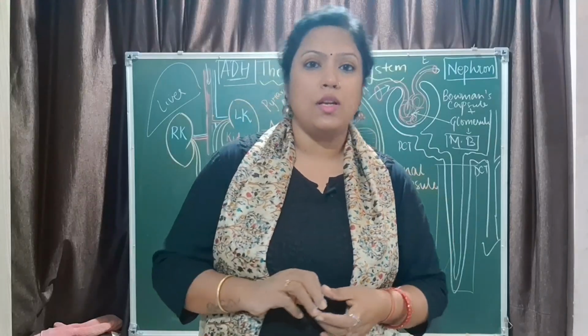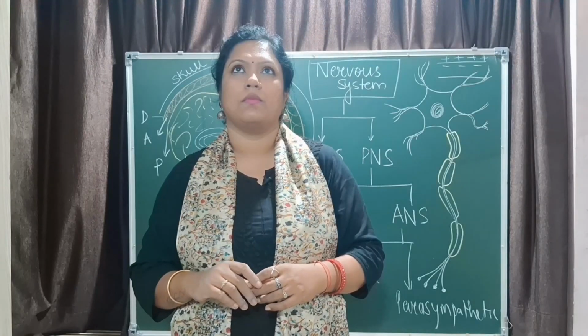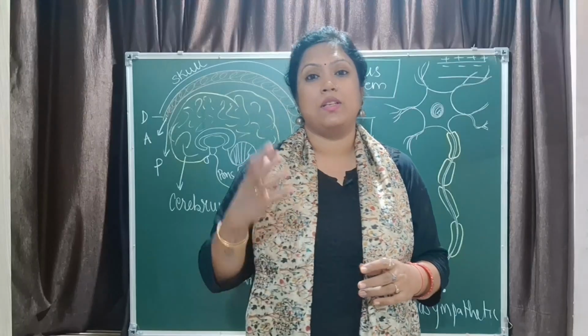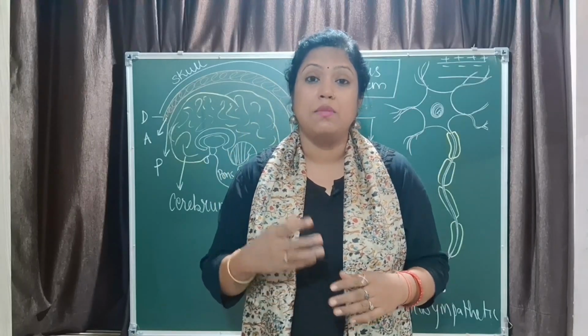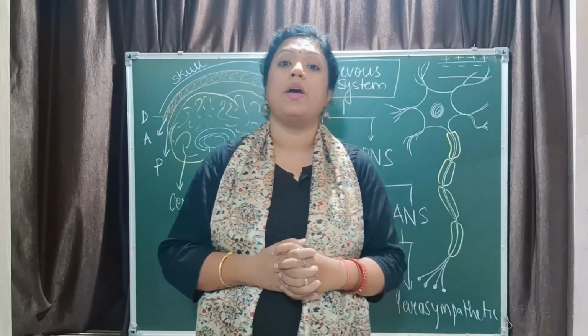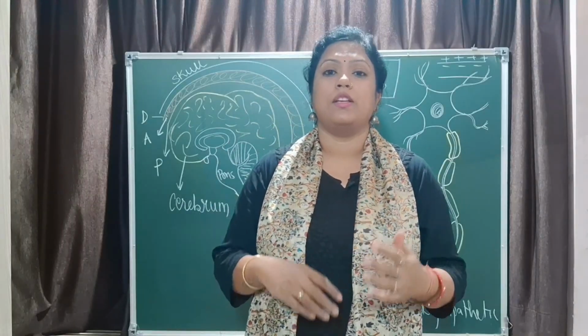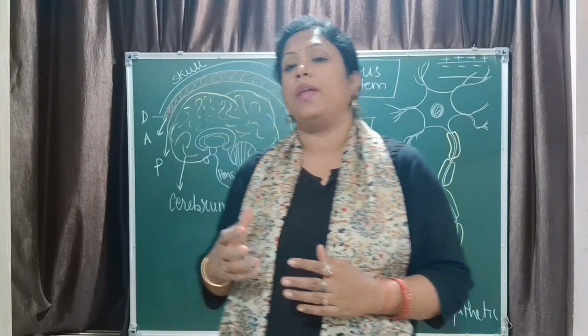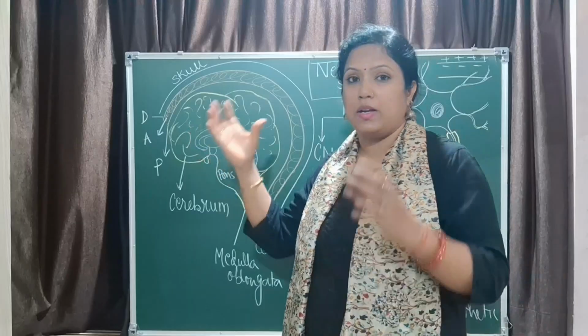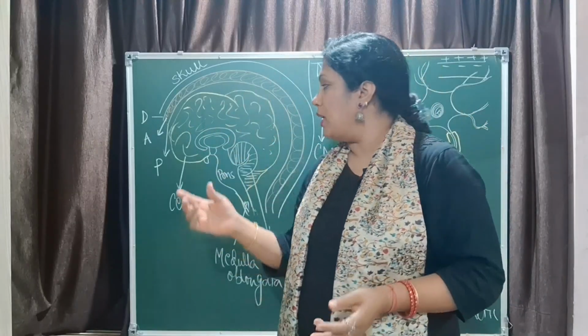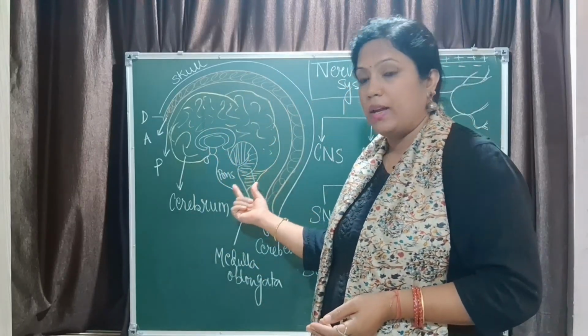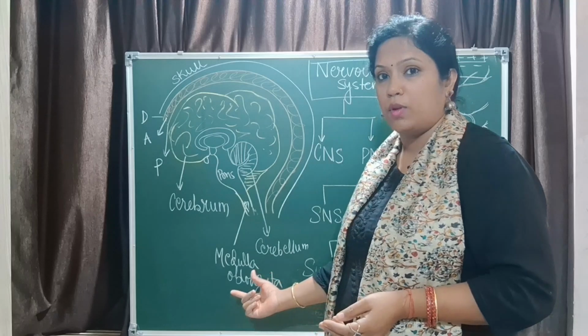Now let us move to the nervous system. The organ that is present in the skull, that is the brain, is the major part of your nervous system, and it is the boss of your body. So let us study the different parts of the brain. The brain has the major part, the cerebrum, and then you have the cerebellum, and you have the medulla oblongata.